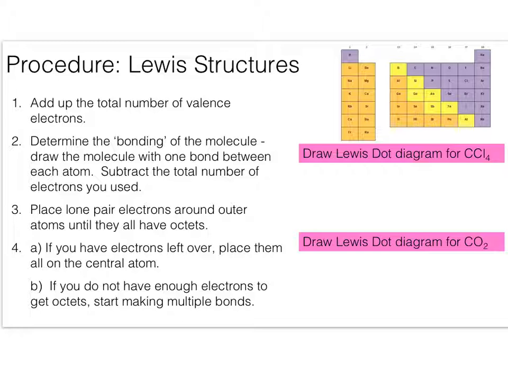So let's say we wanted to make carbon tetrachloride, CCl4, and we wanted to know what the Lewis structure is, what the molecular structure of this is. Well, there's a couple of tricks we can do. So the first thing we're going to do is add up the total number of valence electrons that we have to work with. And so we have 1 carbon and 4 chlorines.